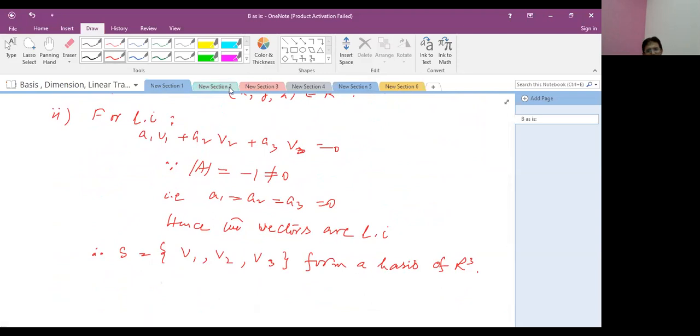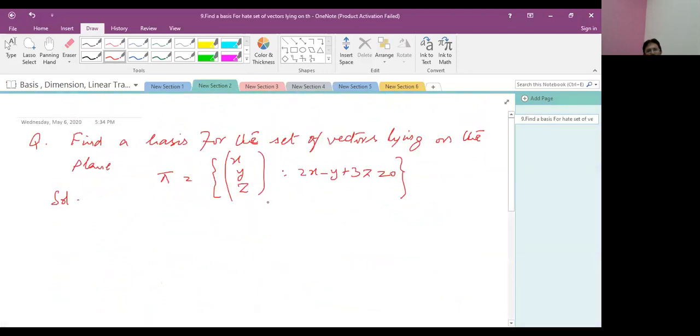Now the second application about basis. Student, find a basis for the set of vectors lying on the plane. Pi represents here the plane in x, y, z, and the equation of the plane is 2x minus y plus 3z is equal to 0.